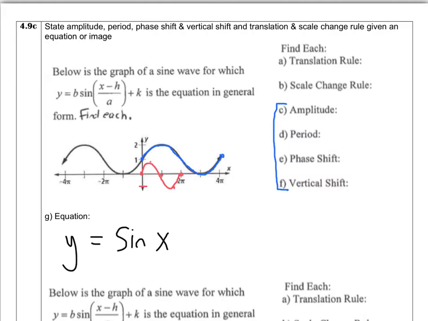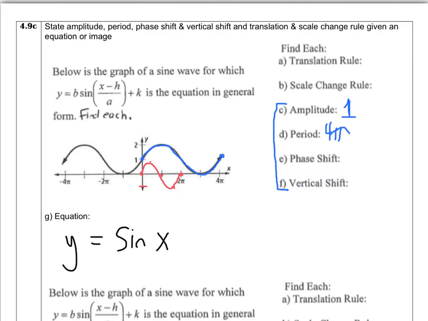So let's start with the period. The period of the original sine function is 2 pi. This one goes from 0 to 4 pi, so I'm going to write that down for the period is 4 pi. Now the amplitude, this hump is 1 and 1, or the way to find it is the distance. So you go from here, the distance between 2 and 0 is 2, cut it in half, it's 1. Each hump here is 1 unit high. So really the amplitude didn't change.